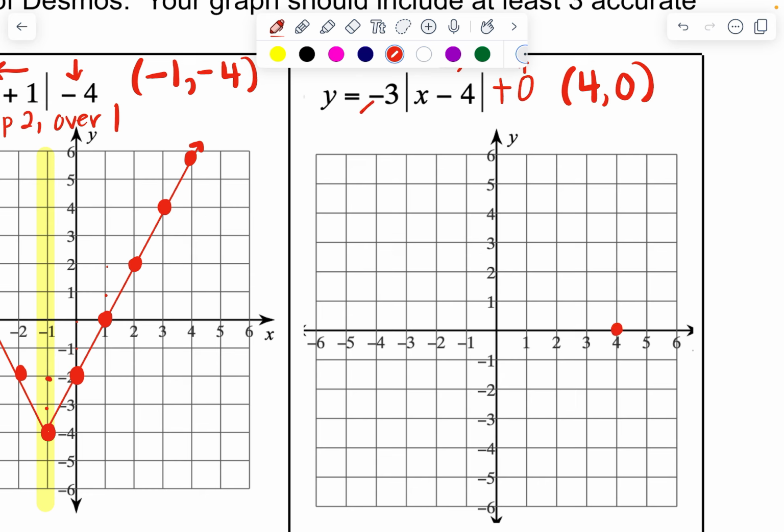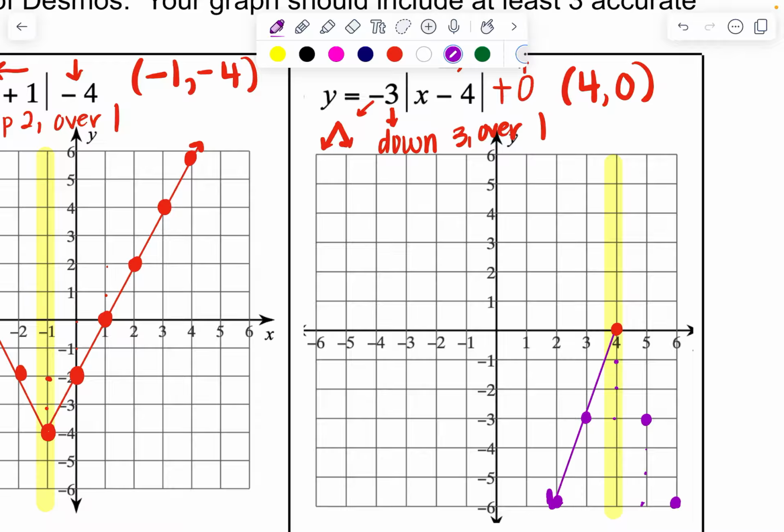Now, this negative is going to make my graph be upside down. And then 3, because it's negative, we're going to go down 3 over 1. So from my vertex, I'm going to go down 3 and over 1. Let me draw in my line of symmetry first. So down 1, 2, 3 over 1. 1, 2, 3 over 1. And I can do that on both sides, or I can just use my line of symmetry.